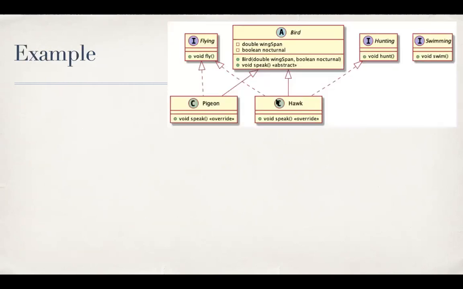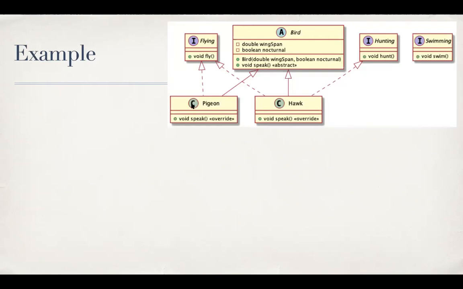Let's look at an example. We are going to create this hierarchy of birds where Bird is an abstract class. It has a wingspan. It has a Boolean to specify whether it's nocturnal or not. And then the constructor, and once again, the speak method, which is an abstract method. In addition, you have interfaces: a Flying interface, which provides the fly method, provides as in it gives the declaration but not implementation. The Hunting interface gives the hunt method, and the Swimming interface gives the swim method.